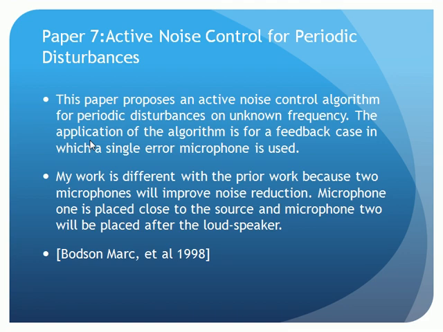Paper 7. Active Noise Control for Periodic Disturbances. This paper proposes an active noise control algorithm for periodic disturbances of unknown frequency. The application of the algorithm is for a feedback case in which a single error microphone is used. My work is different from the prior work because two microphones will improve noise reduction. Microphone 1 is placed close to the source and microphone 2 will be placed after the loudspeaker.